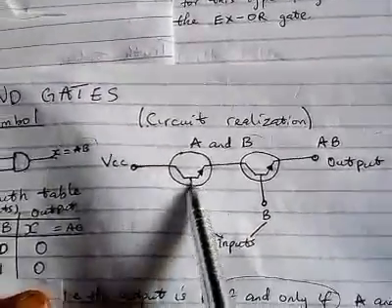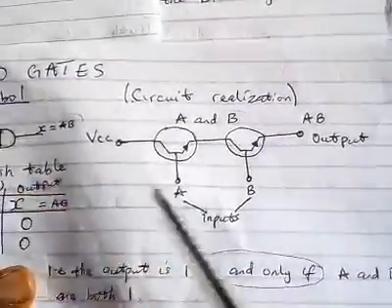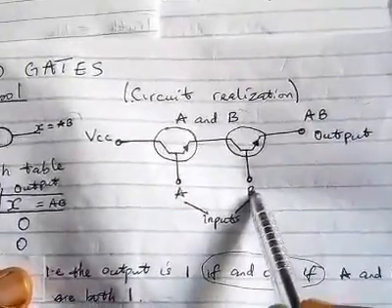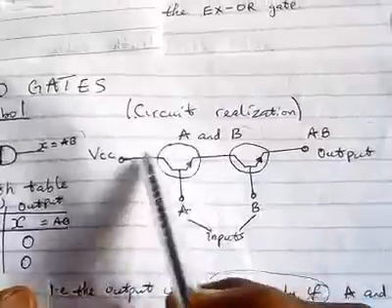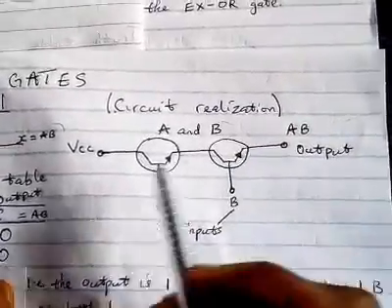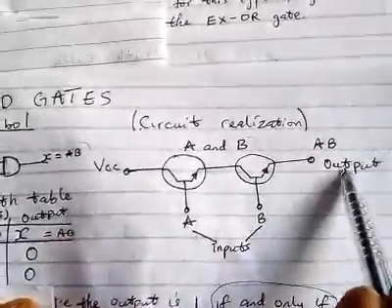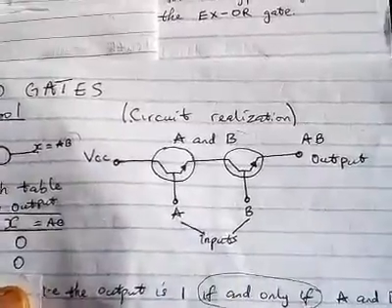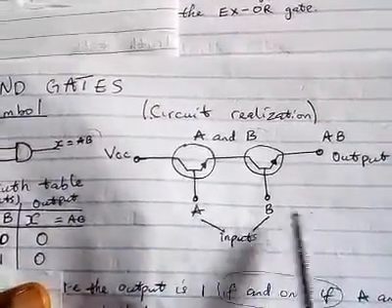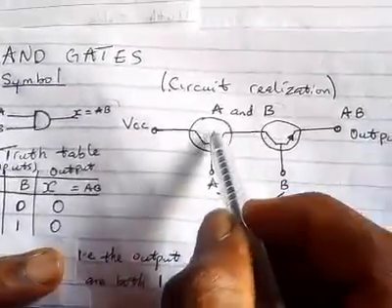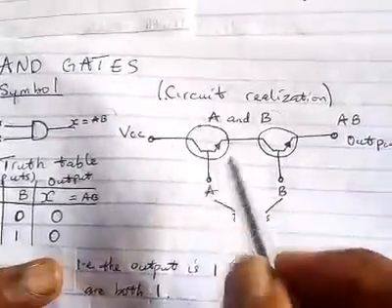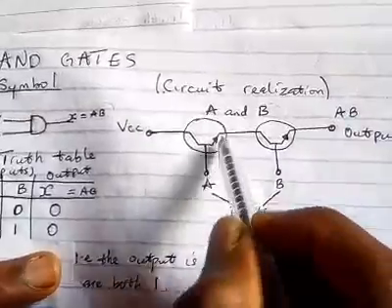Now we are having 2 transistors, no longer 1. We are having 2 transistors, and they are connected in series. They are connected emitter to collector. This is the power supply, this is the output, and these are the inputs A and B. Now current can only flow past this transistor if current flows from here to here.